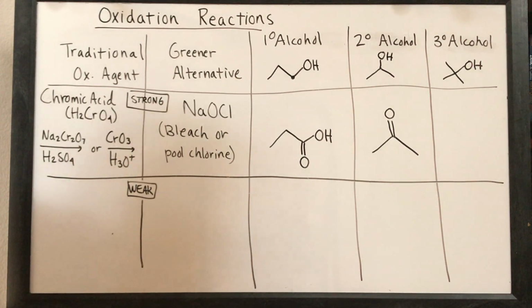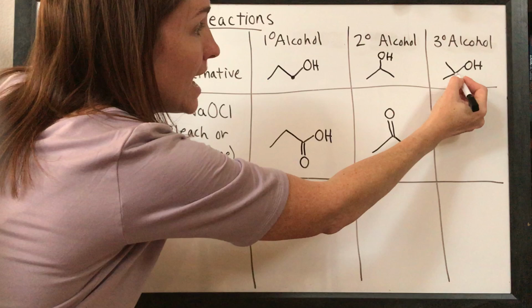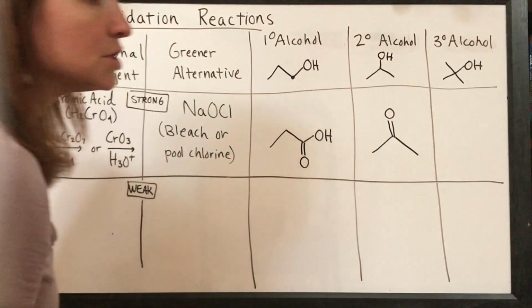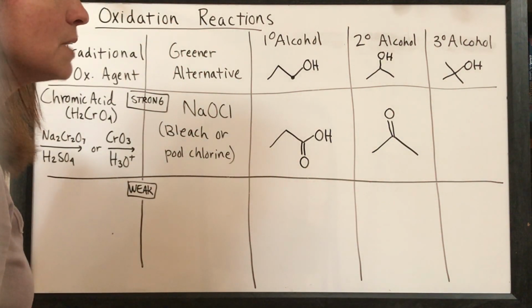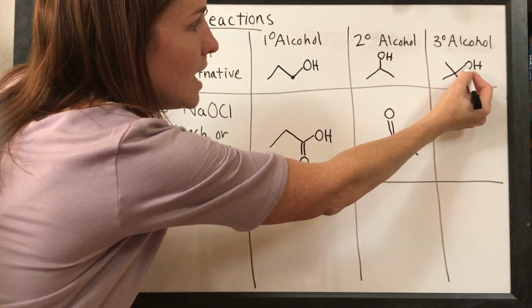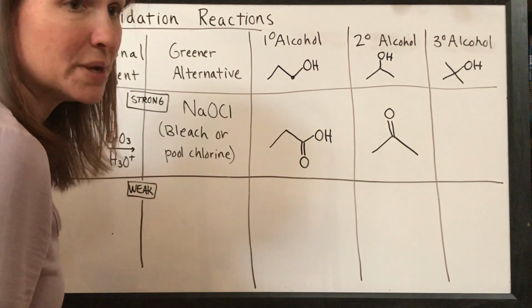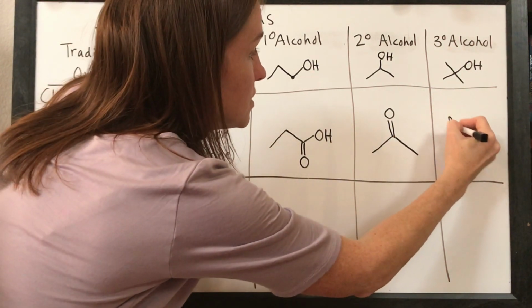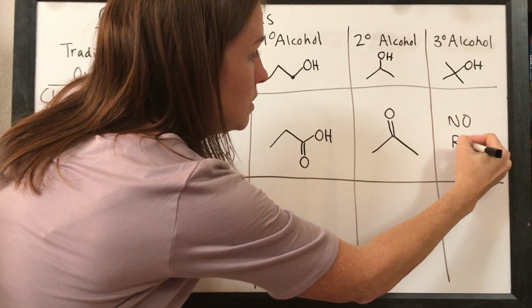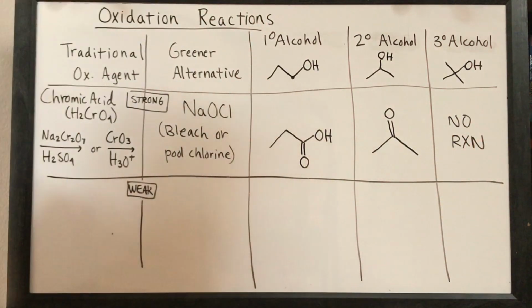And then for the tertiary alcohol, this carbon doesn't have any hydrogens on it. There's nothing there to remove to make another bond to an oxygen. If I tried to make another bond to oxygen, I would have 5 bonds to carbon, and that can't exist. So there's going to be no reaction when you try and oxidize a tertiary alcohol. It's just impossible to oxidize them.